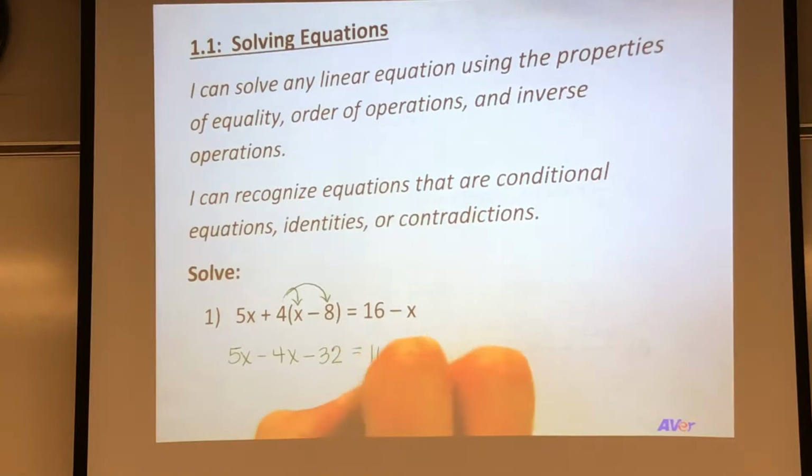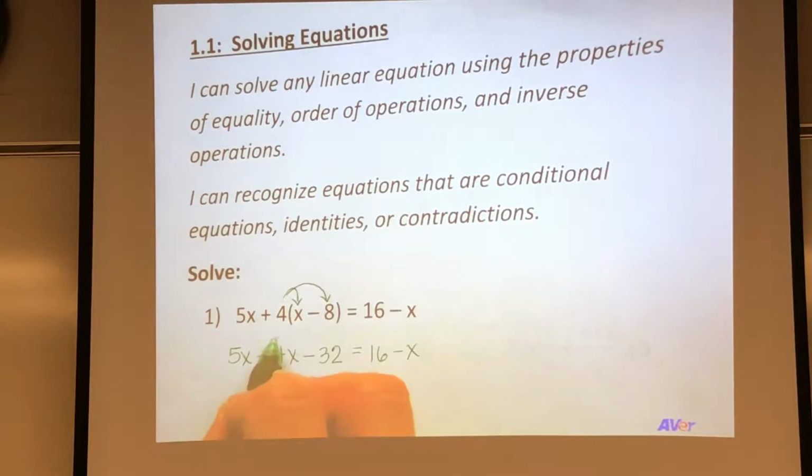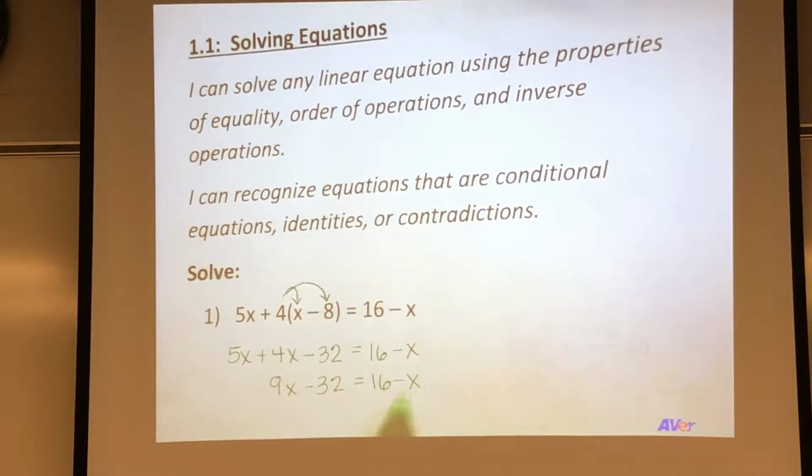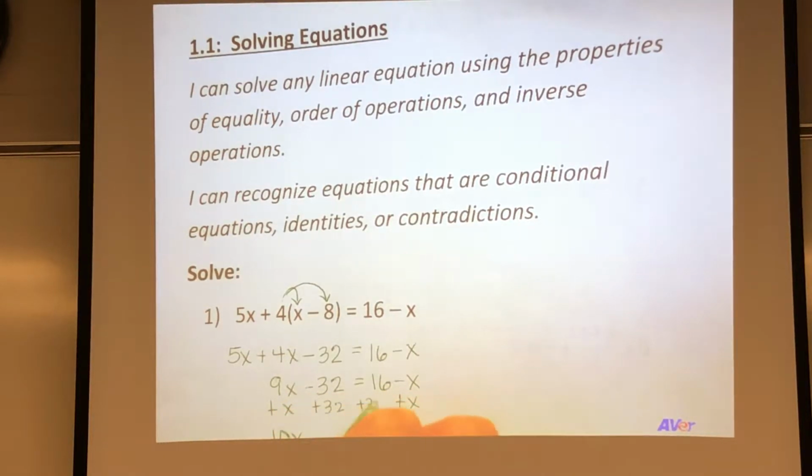Equals 16 minus x. We'll combine our like terms, so we'll have an x, and when I put a subtraction sign there, that should be a plus x. We'll have 9x minus 32 equals 16 minus x. We'll add this x over here so we can get those like terms together. And at the same time, I'll also add the 32 to the other side.